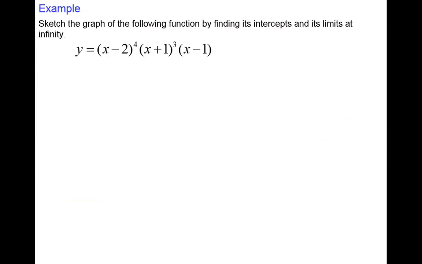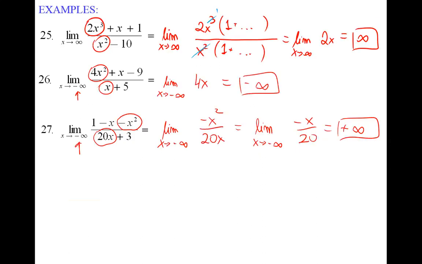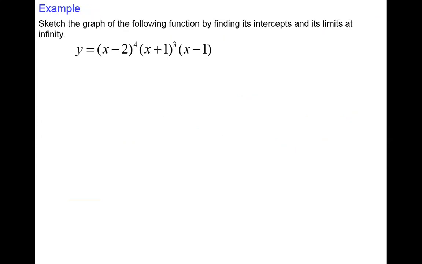Okay, now let's see what I have. That means that's everything for my limits, but I do have one or two questions, and we will be done. Sketch the graph of the following function by finding its intercepts and its limits at infinity. What do you think?